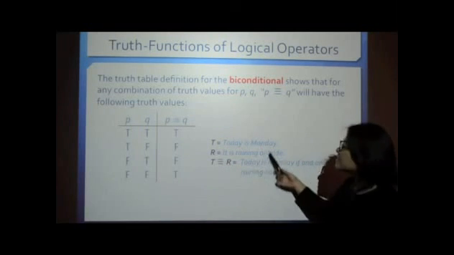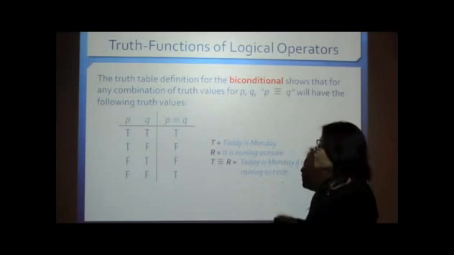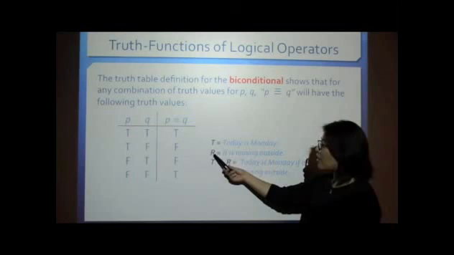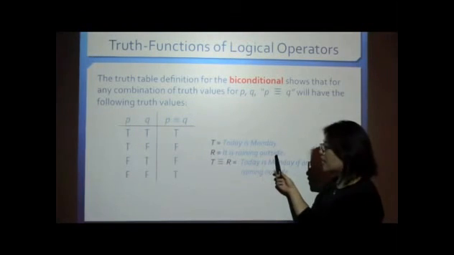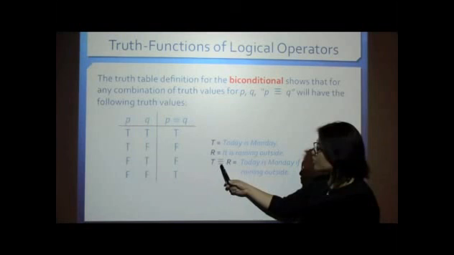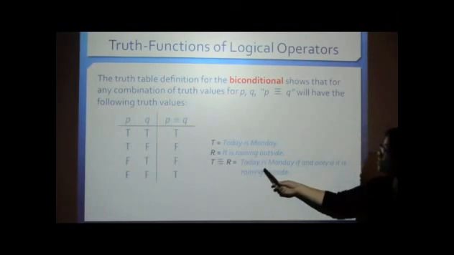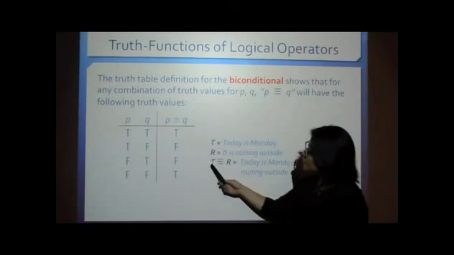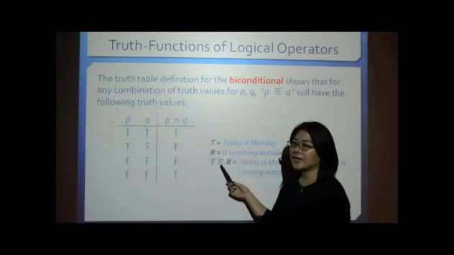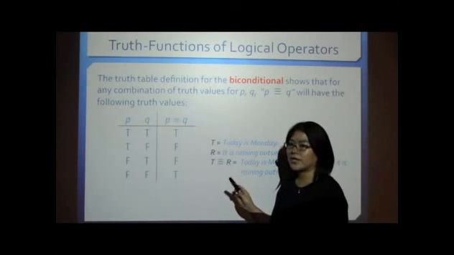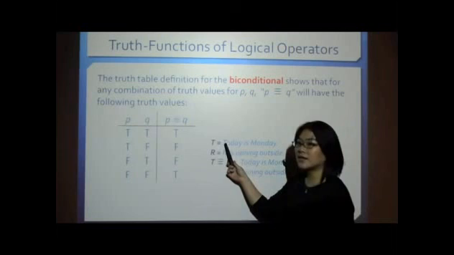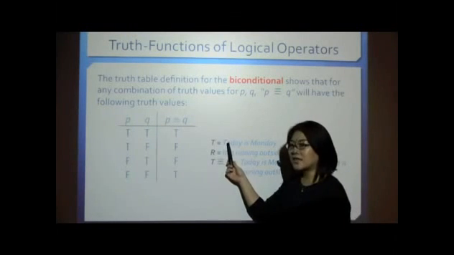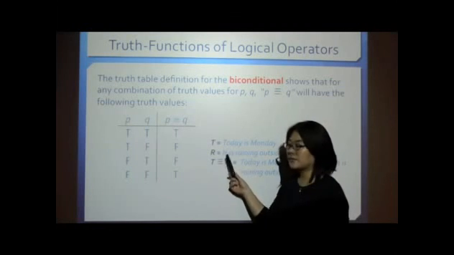So here we have three statements in propositional logic as well as ordinary language. We have T standing in for the statement, today is Monday, and R standing in for the statement, it is raining outside. And then we have the statement T triple bar R, which stands in for the statement, today is Monday if and only if it is raining outside. Now, it's going to be true that today is Monday if and only if it's raining outside if it's true that today is Monday and it's true that it is raining outside, or it's false that today is Monday and it's false that it is raining outside.